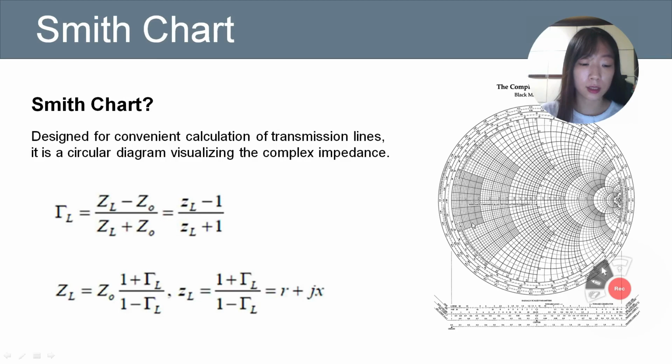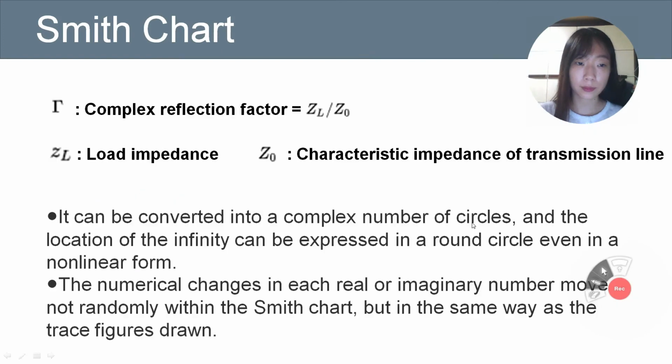The Smith chart is designed for convenient calculation of transmission lines. It is a circular diagram visualizing the complex impedance. It can be converted into a complex number of circles, and the location of infinity can be expressed in a round circle, even in a nonlinear form. The numerical changes in each real or imaginary number move not randomly within the Smith chart, but in the same way as the traces drawn.